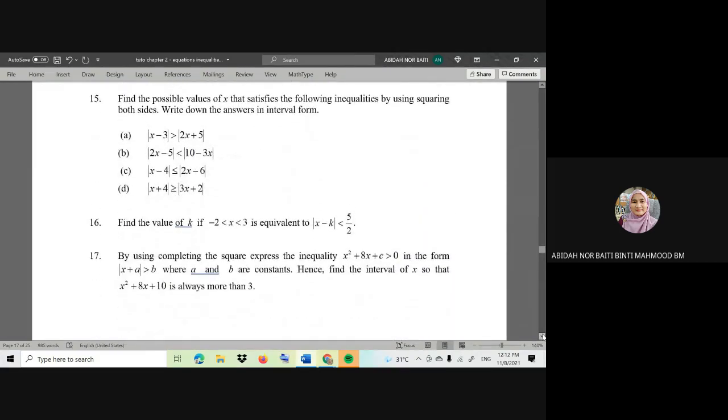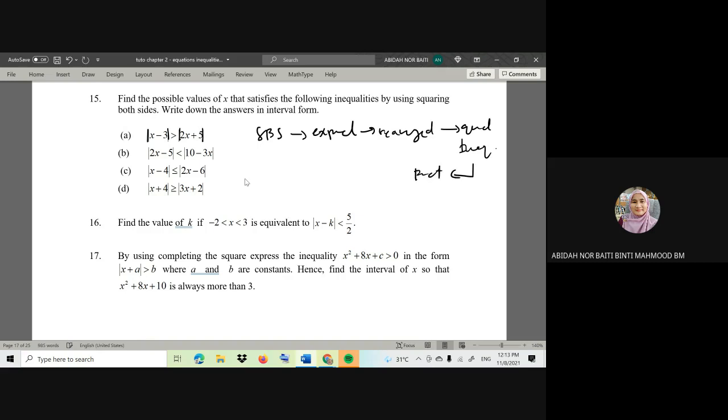Okay, number 15 pun samalah. Semua ni SBS sahaja ya. Dan kamu akan jumpa. Okay, SBS. Kenapa kita pakai SBS? Sebab dia modulus both sides. Okay, we have modulus both sides. So SBS. Okay, and then expand, rearrange. Okay, then we get quadratic inequalities ya.